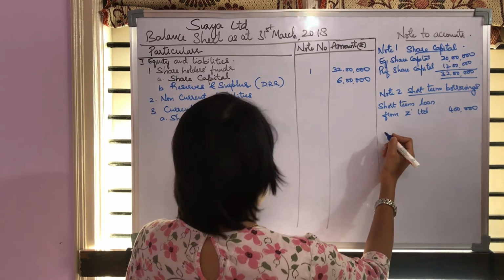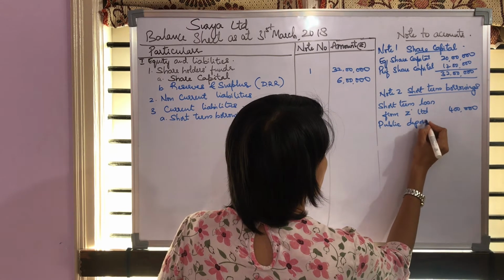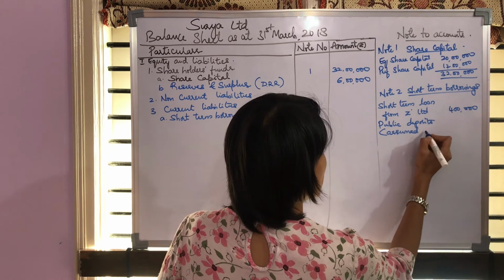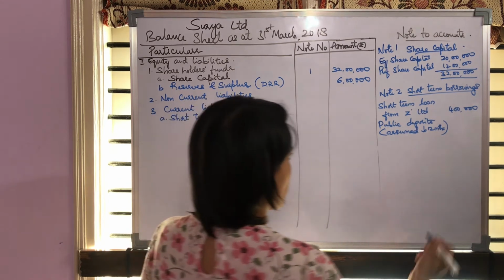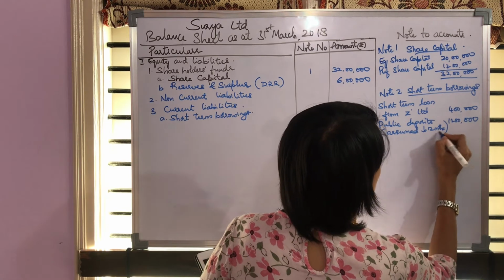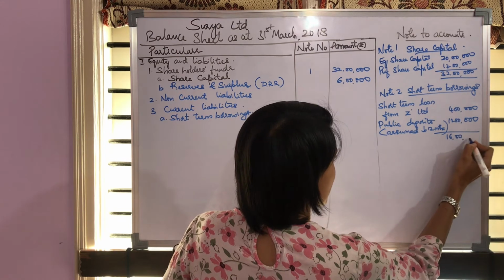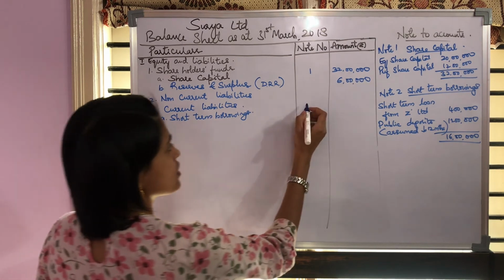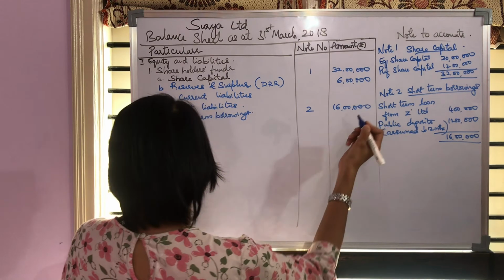The next one is the public deposits. So public deposits, it is assumed to be less than 12 months. So therefore, the amount raised from the public deposit is 12 lakh. So the total of this is going to be 16 lakhs. So let's come back to the format. Under short-term borrowings, note number 2, amount rupees 16 lakhs.